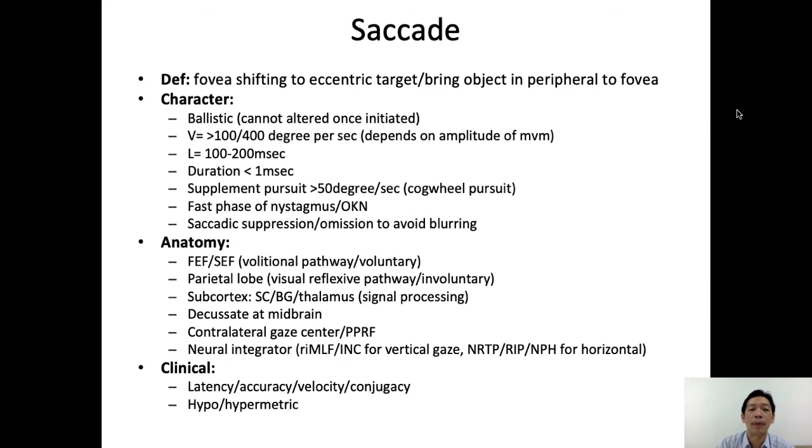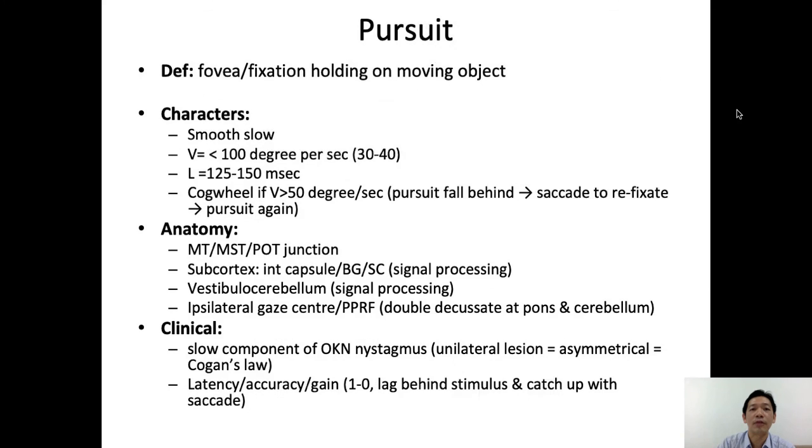Then only you talk about all the neural components and also the tracts involved, and at the end it goes to the extraocular muscle by the certain nerve in charge of the movement of your saccades. Same thing for the pursuit as well. Pursuit also has a vertical and a horizontal pursuit. Start from your cerebral cortex, go to your subcortex, and also go to the brainstem, the so-called gaze center.